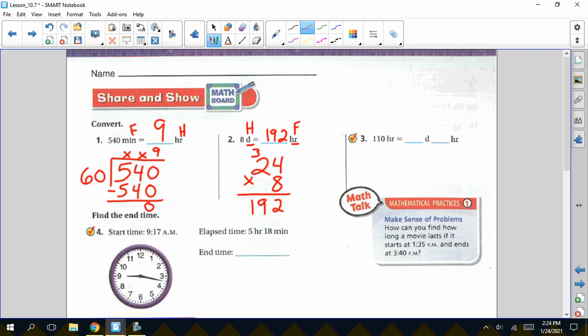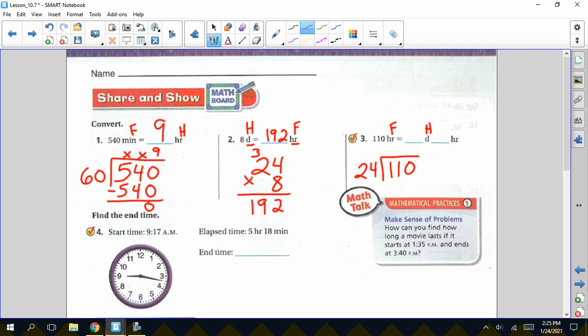On number 3, we have 110 hours equals how many days and hours? So we're going from hours to days, fly to horse. We're going to divide, of course. And we're going to take our 110 and divide it by 24, because there's 24 hours in a day.